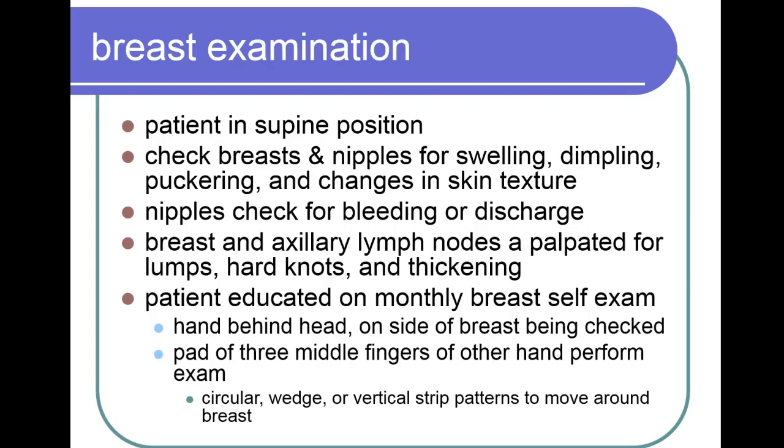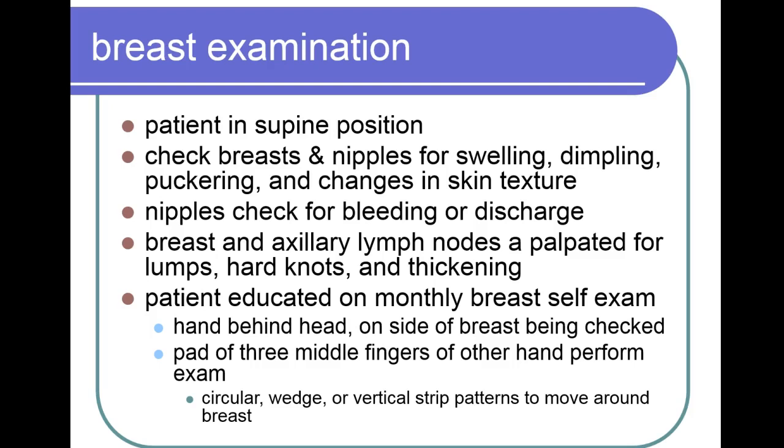The patient is in the supine position for the breast exam. Obviously, the purpose is to check the breast and nipples for swelling, dimpling, puckering, or any changes in the texture of the skin. The nipples are checked for bleeding or discharge. Not only is the breast checked, but so are the axillary lymph nodes, looking for lumps, hard knots, or thickenings. Here again, the physician will do this, but the medical assistant may do the patient education on monthly breast exams.